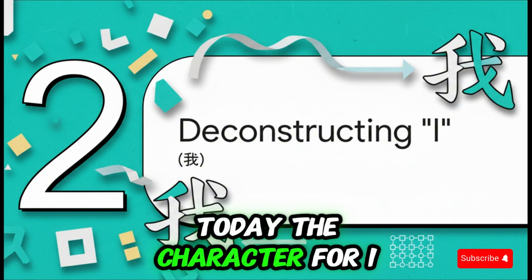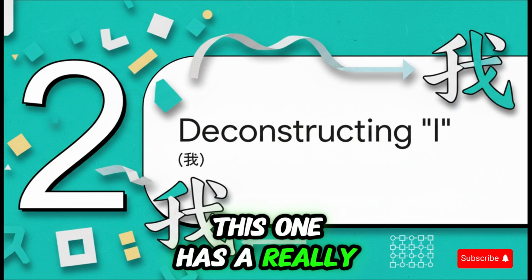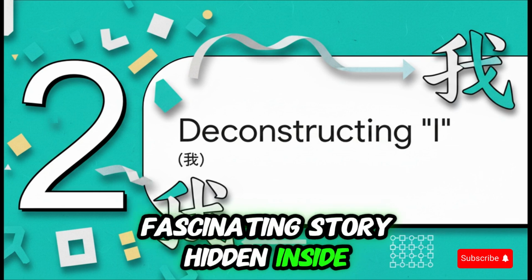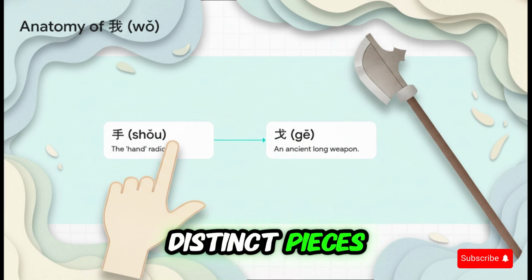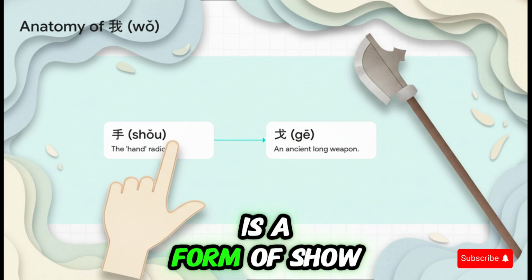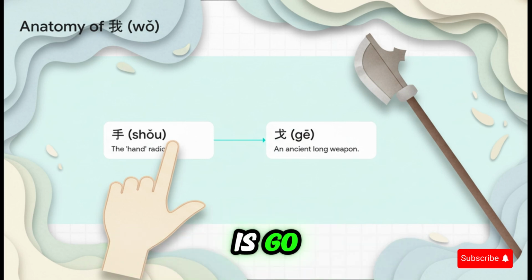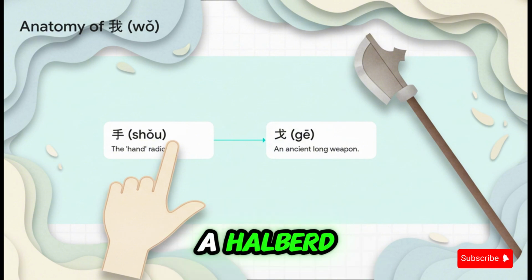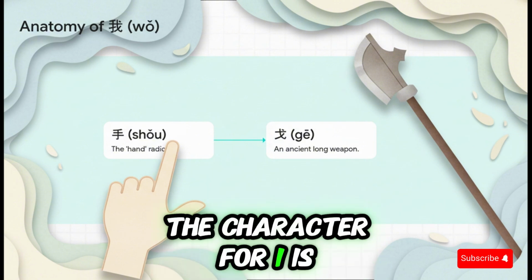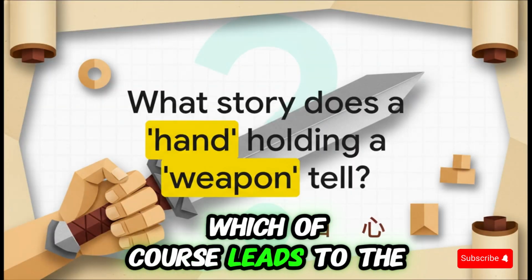Okay, let's move on to our next character, which is the centerpiece of our whole investigation today. The character for I, or me, 我. This one has a really fascinating story hidden inside. So if we take wo apart, we find 2 very distinct pieces. The part on the left is a form of shou, which is the radical for hand. And the part on the right is ge, the radical for an ancient long weapon, like a spear or a halberd.